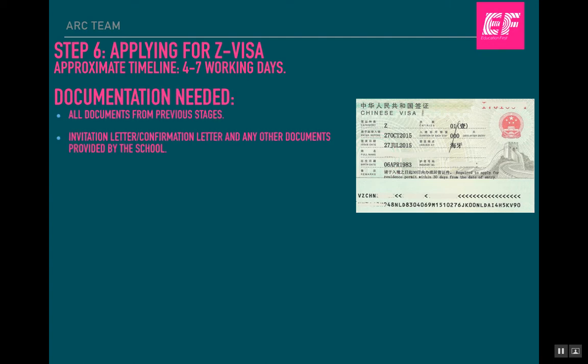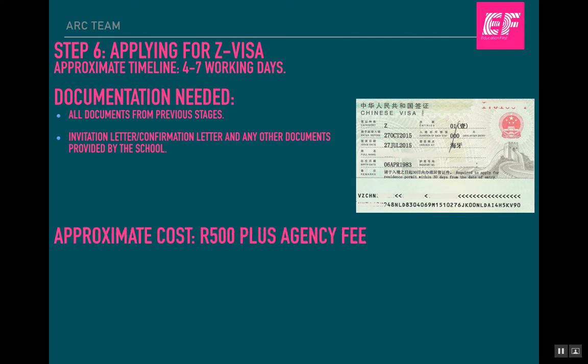Then we're at the final part, step 6, applying for your Z visa. So this takes 4 to 7 working days to get your Z visa applied for and your passport. The documentation that's needed, all the documents from the previous stage, so that's your degree, your TEFL, your police check, any documents that the school sends to you from their processing part in China, your CV, your resume, your picture, all of that stuff needs to be put in with your application. The approximate cost for this is 500 Rand plus an agency fee if you use an agent.